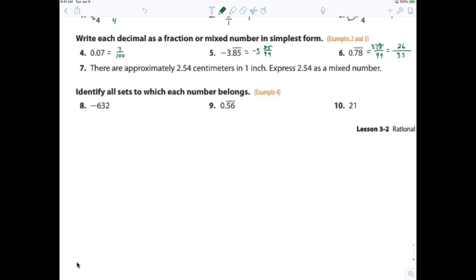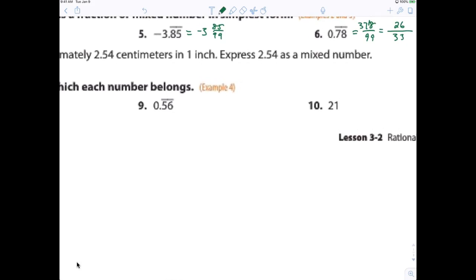All right, so here we go. I want 2 and 0.54 written as a mixed number, girls. Who's going to be brave? Say it louder. Yeah, see? Good job. Just trying to scare you. 2 and 54 over 100.